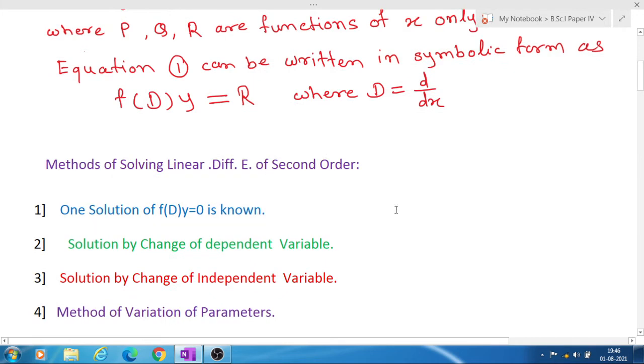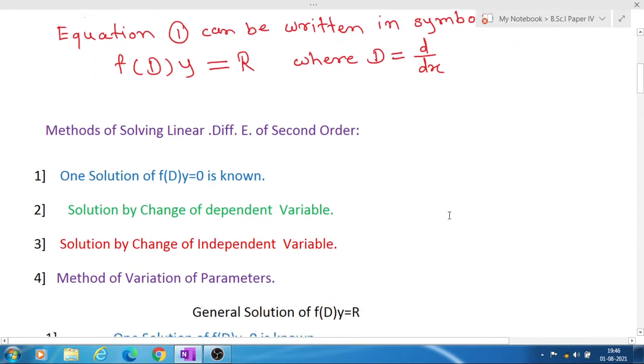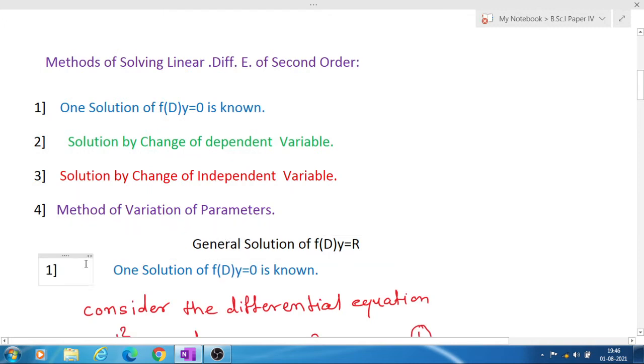Now we have to see the types of methods of solving this differential equation. So there are 4 types of these equations. So 4 methods are here. Let us see what are the methods.